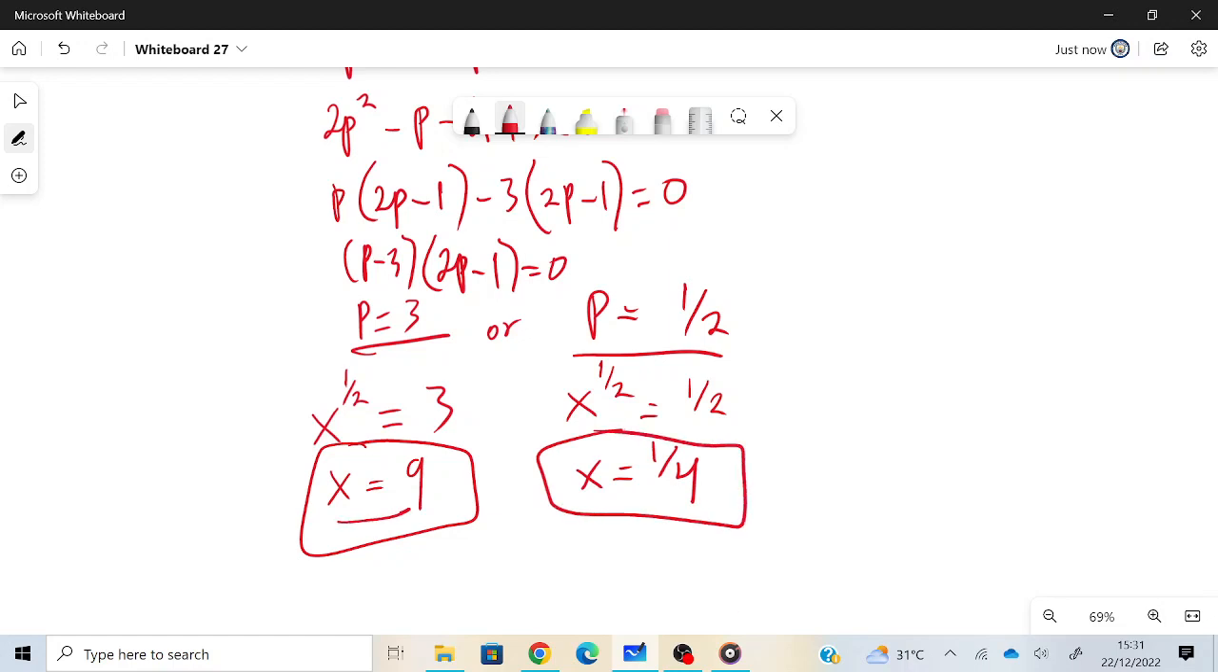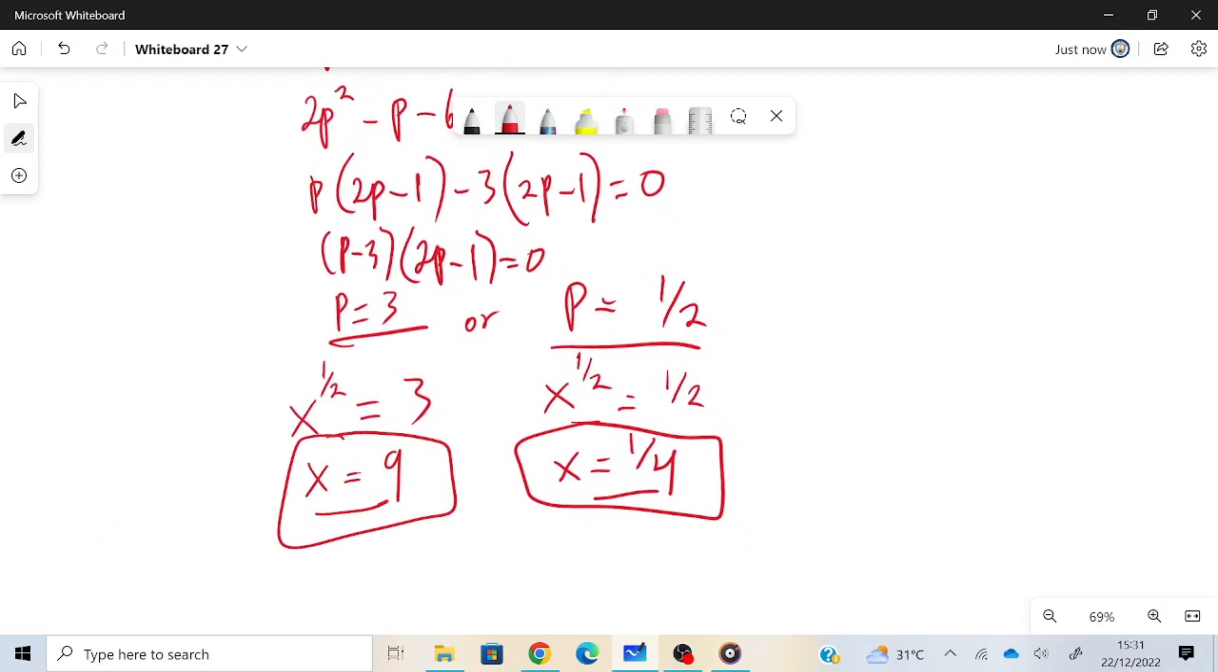And again, if you put these two values back into the original equation, they will satisfy the expression. Hence, these two are the correct values for that question.